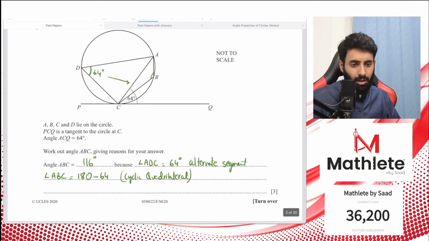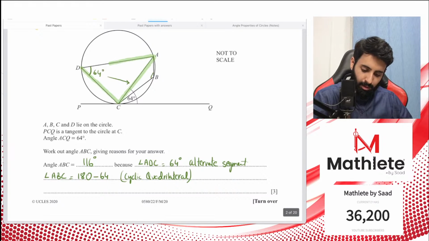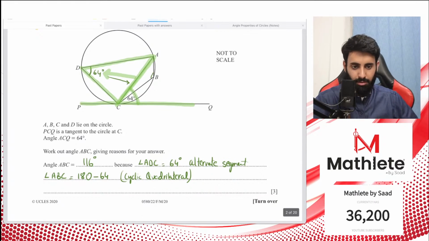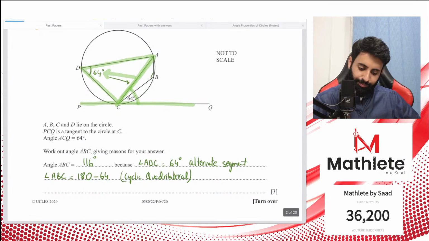There you go. So could you explain how D is 64? We're using the alternate segment property over here. This angle formed between the chord and the tangent is going to be the same angle as the point opposite to the chord. That's how it works.